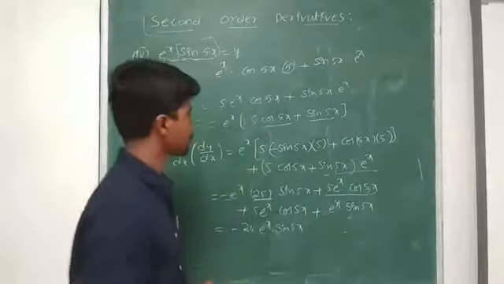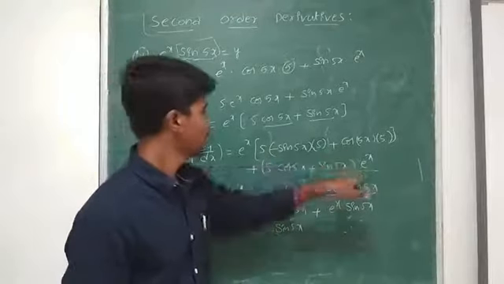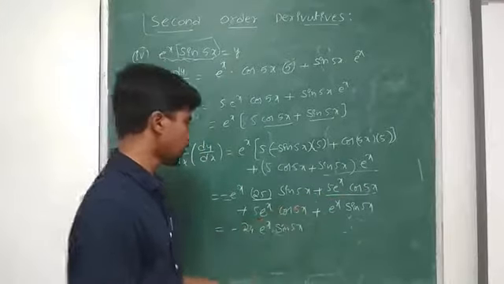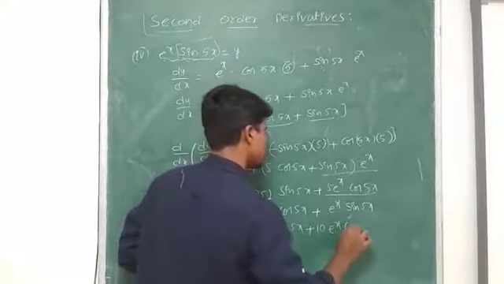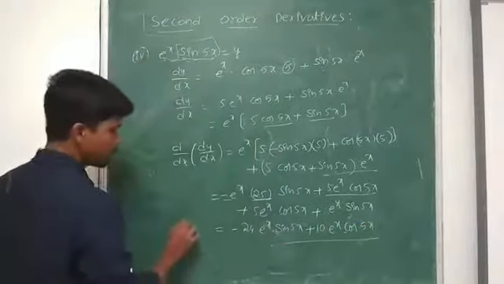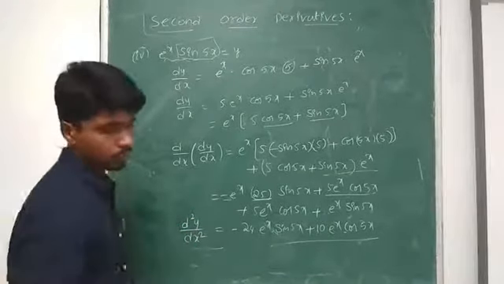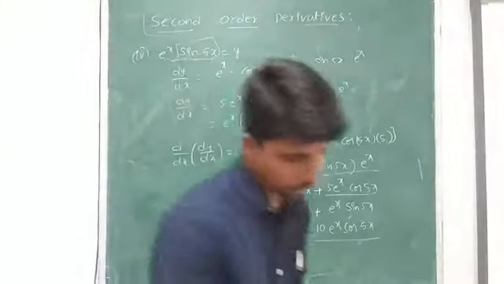plus 5 e power x cos 5x plus 5 e power x cos 5x can be written as 10 e power x cos 5x. So this is d2y by dx square. Next question.